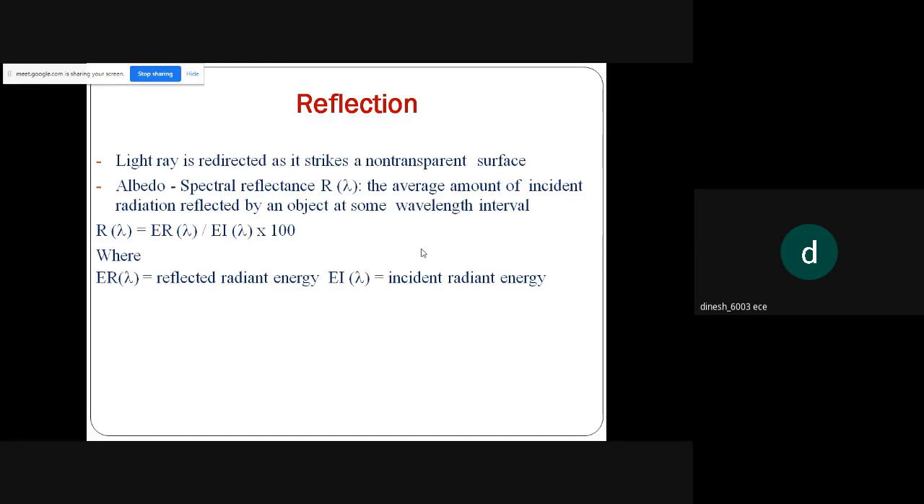The spectral reflectance R of a particular wavelength lambda is given as ER of lambda divided by EI of lambda, into 100. Here ER of lambda is the reflected radiant energy which reflects from the surface, and EI of lambda is the incident radiant energy which is falling on the object. That ratio is the definition of spectral reflectance.